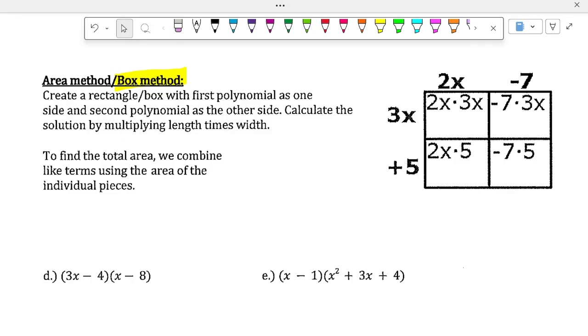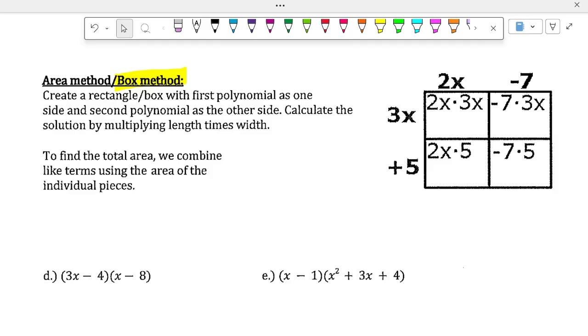However, where box method outshines FOIL is when you are multiplying something greater than a binomial. In other words, if you're doing a binomial times a trinomial, or a trinomial times a trinomial, box method is better than FOIL because you're less likely to forget a term. It doesn't mean it's impossible to FOIL, but at that point it's not FOIL anymore, it's just a lot of distributing. So figure out which method you like best. But when it comes to multiplying anything higher than two binomials, I highly recommend box method.